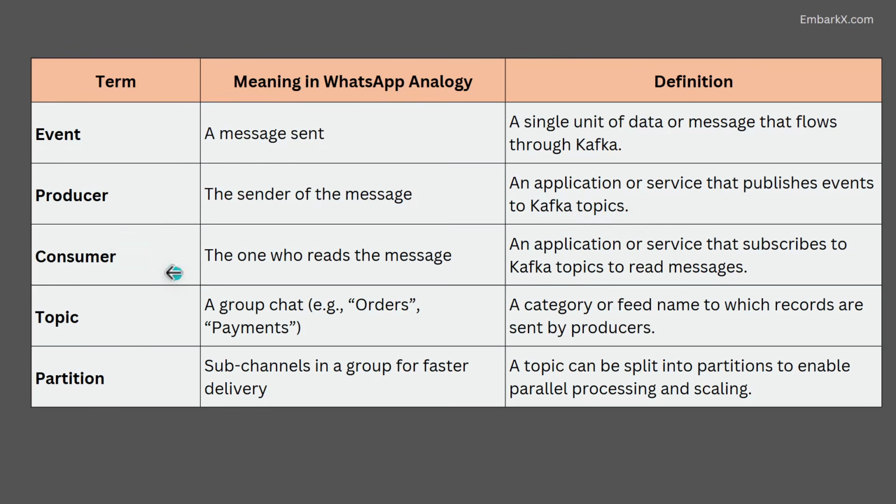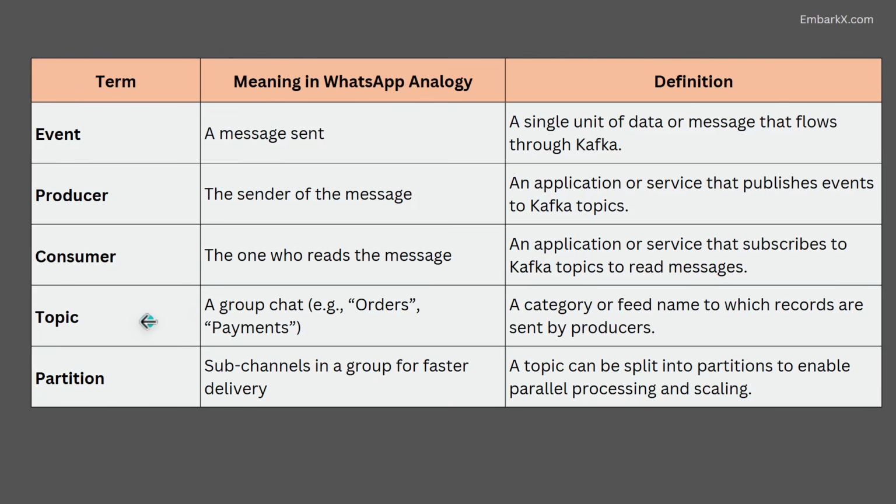Consumer. What is a consumer? A consumer is the one who reads the message. So if you read the message, if your mom reads the message, if your friend reads the message, he or she is the consumer. And in case of Kafka, an application or service that is subscribed to a Kafka topic to read messages is the consumer. Now there can be one or more consumers when it comes to WhatsApp and Kafka both, right?